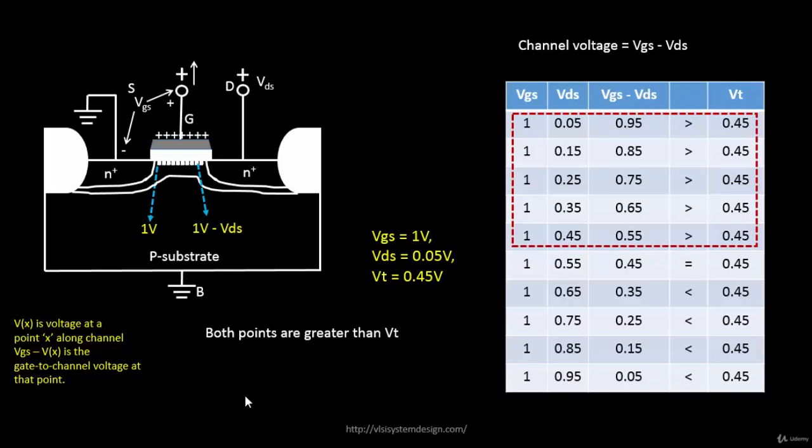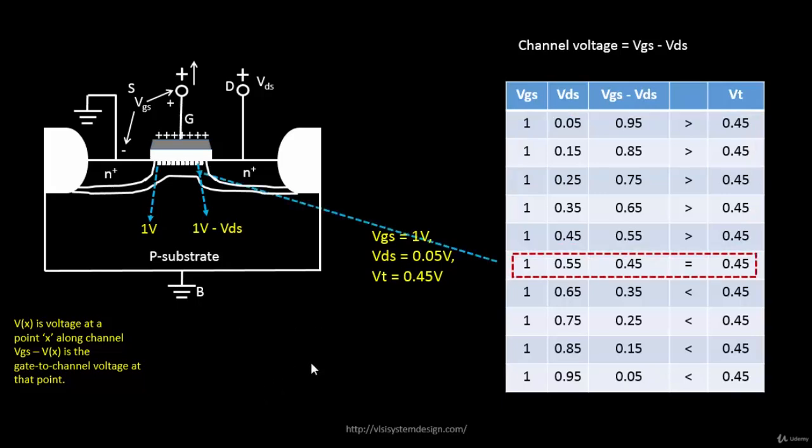Now let's mix two concepts at this point where you have your VDS as 0.55 volts. You have your channel voltage, VGS minus VDS, as 0.45 volts, and this point is at 0.45, your threshold voltage is at 0.45. Now things will change. This point is at 1 volt, and this point is at 1 minus 0.55 volts, which is 0.45 volts, and that's the exact value of the threshold voltage. So one point is greater than the threshold voltage, and this point is just equal to the threshold voltage.